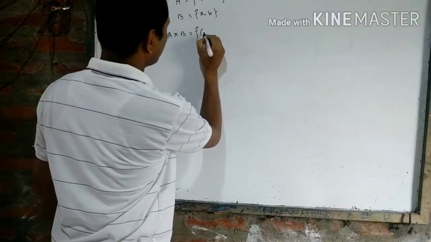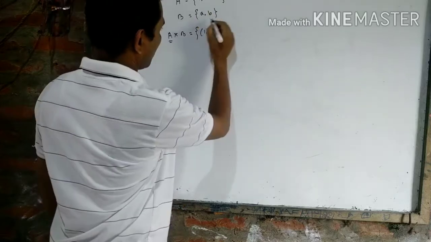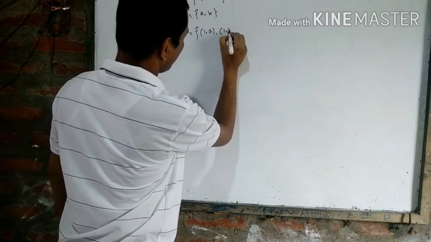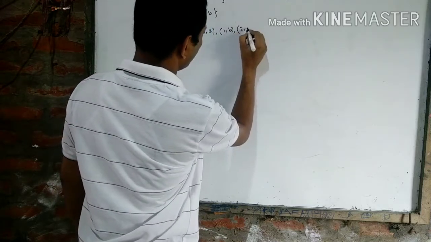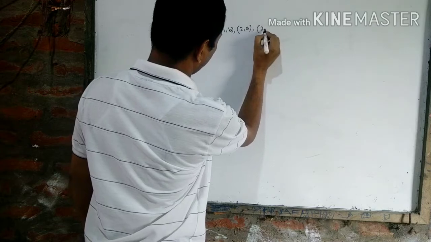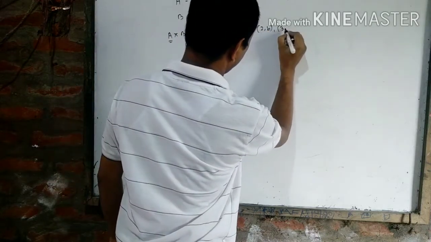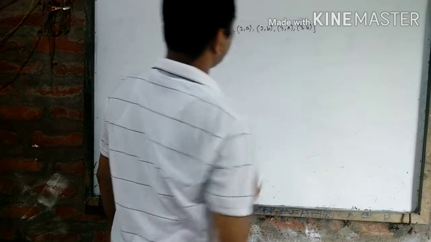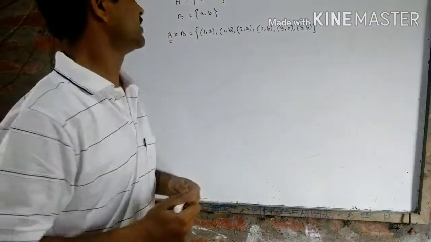A cross B is how we form this Cartesian product. We take one element from the first set A and make a pair with all elements of B, like this: (1,a), (1,b). Then we take another element, say 2, then make pairs with all elements of B: (2,a), (2,b). Then another element 3: (3,a), (3,b). Okay. So this is the Cartesian product A cross B.